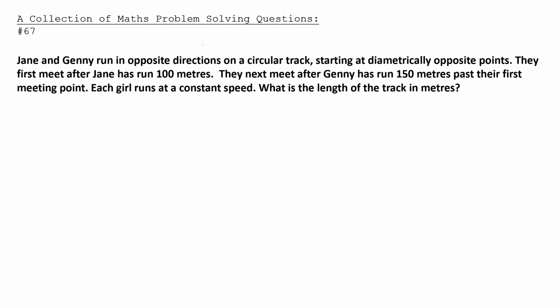Jane and Jenny run in opposite directions on a circular track, starting at diametrically opposite points. They first meet after Jane has run 100 meters. They next meet after Jenny has run 150 meters past their first meeting point. Each girl runs at a constant speed. What is the length of the track in meters?